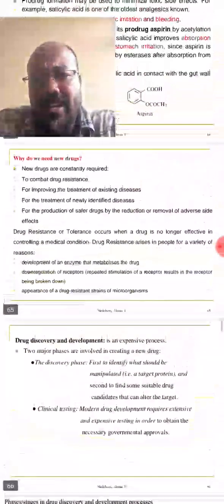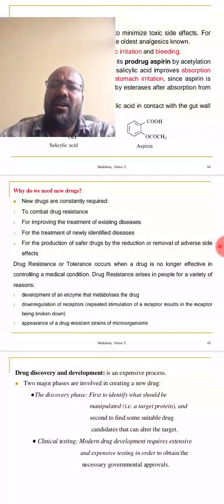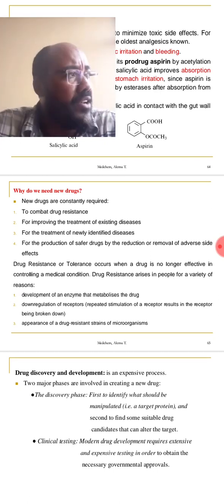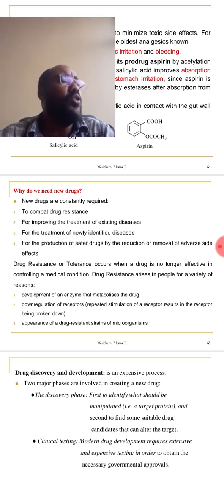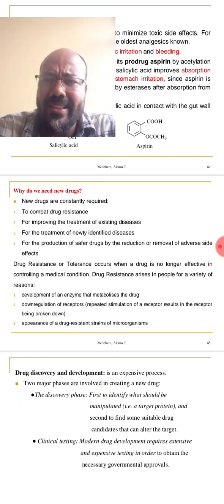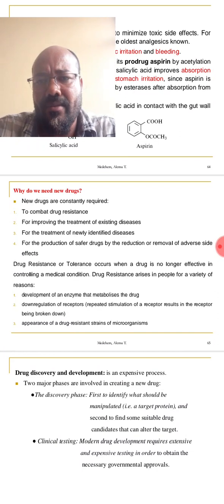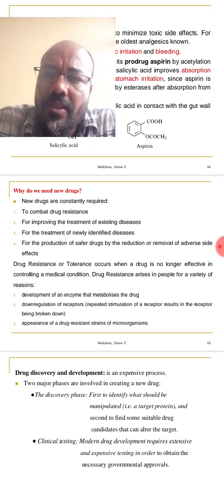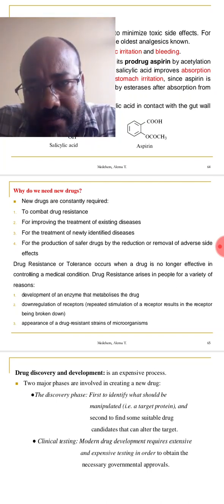In medicinal chemistry, most of the time we talk about new drugs. Here also I'm talking about new drugs. Why is that? We have a lot of drugs. For example, we have a lot of antibacterial drugs, antiviral drugs, anti-malarial, anti-cancer, and many antifungal drugs. Why do we need new drugs? What is the objective of searching for a new drug?